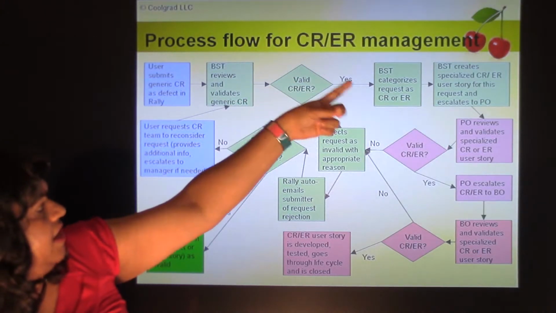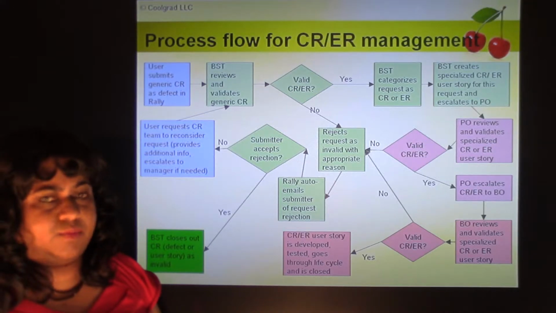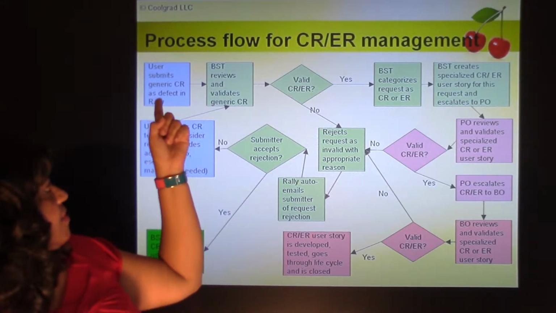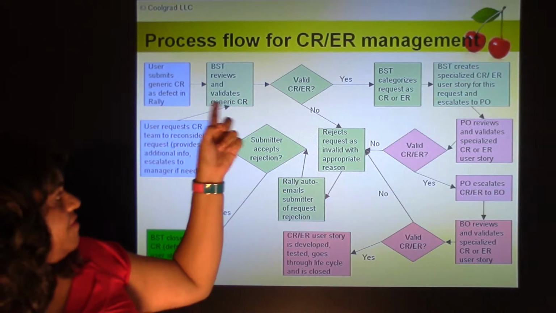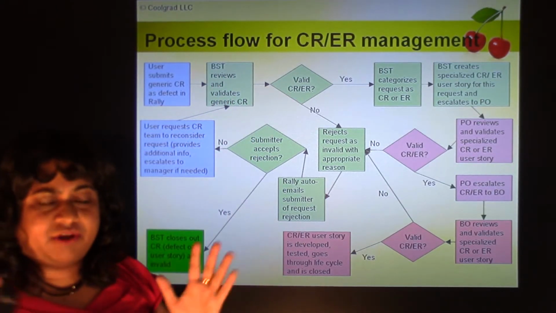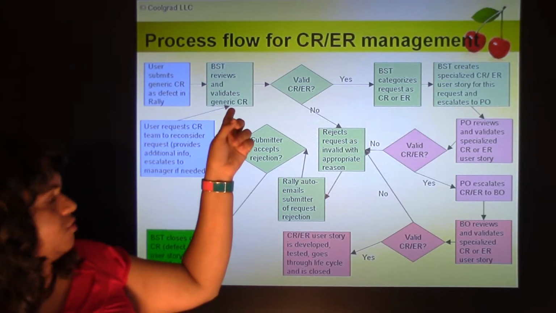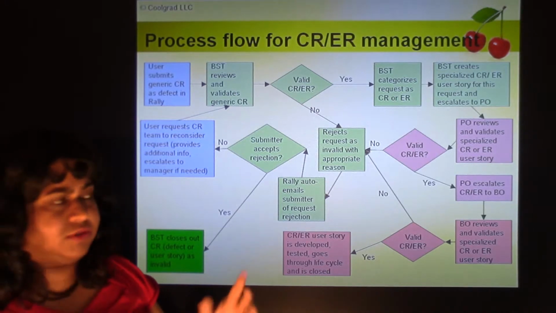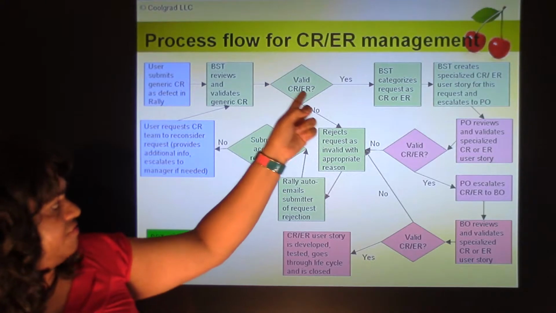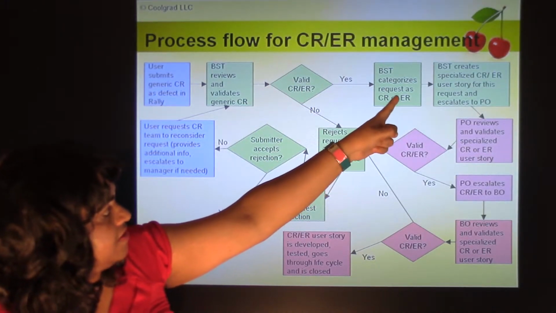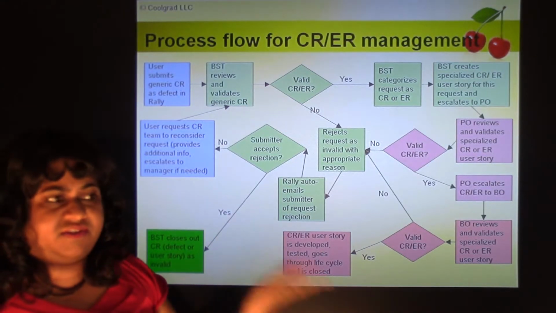Process flow for CR/ER management. This is an overview of the process flow in a diagrammatic way. The user submits a generic CR as a defect in Rally, and then the BST reviews and validates the generic CR. Later I'm going to talk about the validation criteria in detail. Basically they determine through a well-defined set of rules whether the generic CR is valid or not. If it's valid, the BST categorizes the request as a CR or ER, using their judgment.